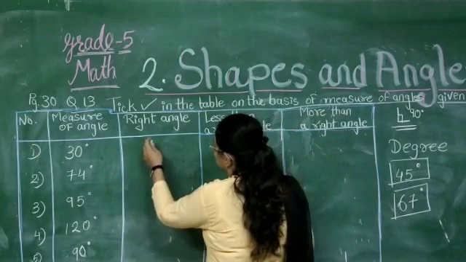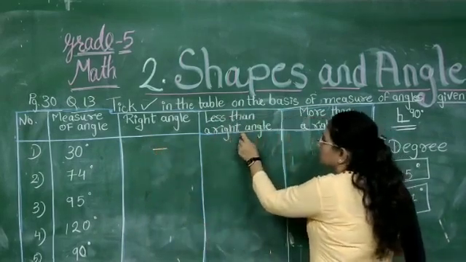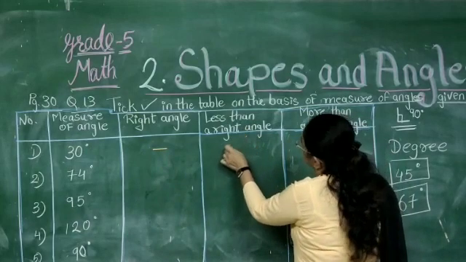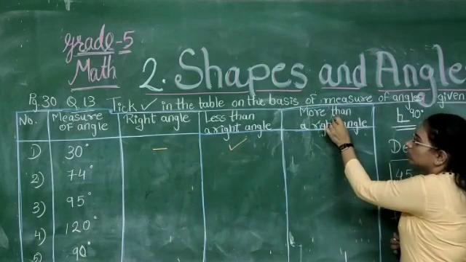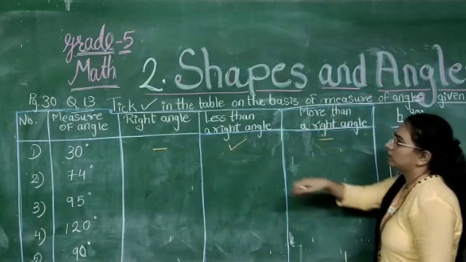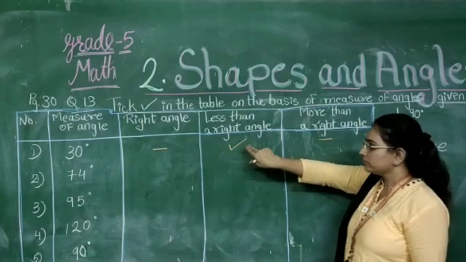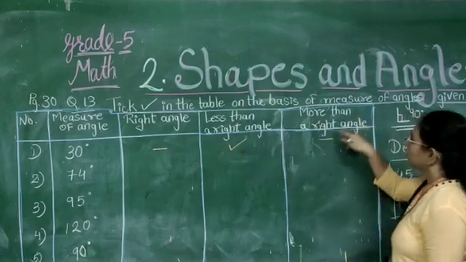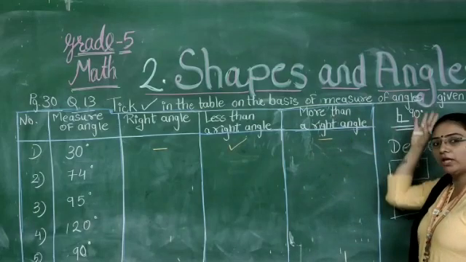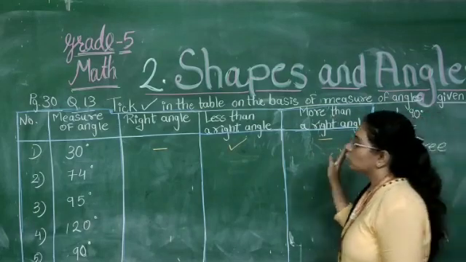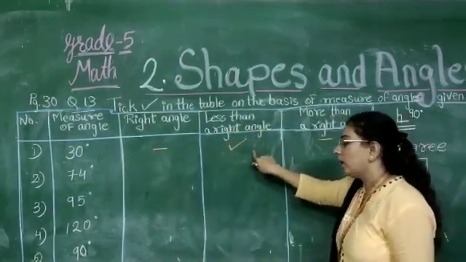So the first one is 30 degree which is given in the book to you. Is 30 degree a right angle? No, it is not a right angle. Is it less than a right angle? Yes, it is less than a right angle. Is it more than a right angle? No, because 30 is less than 90. More than a right angle is the measurement which is more than 90 degree. So here the number is 30, so it is less than a right angle.